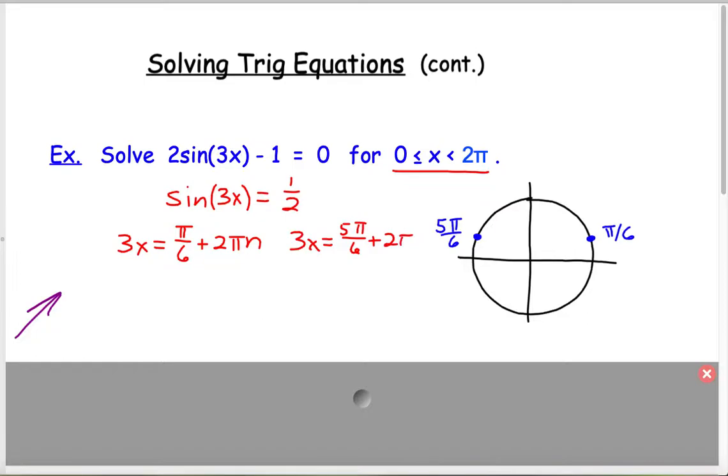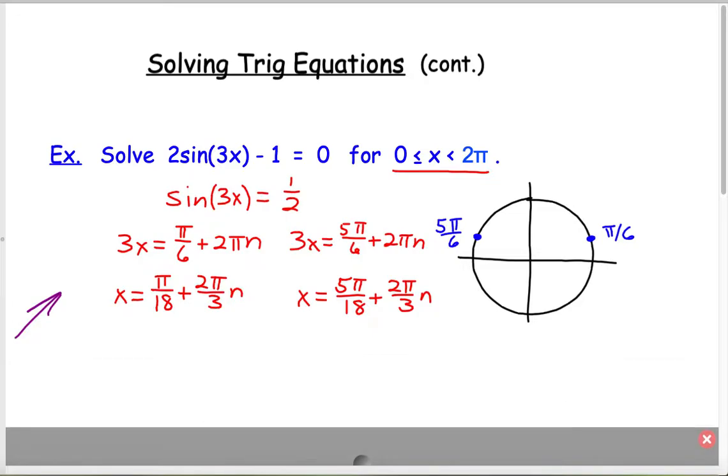plus 2 pi n. Now I'm trying to solve for x, so if I divide everything by 3, I'm going to get x is equal to pi over 18 plus 2 pi over 3 n. And here I'll get x is equal to 5 pi over 18 plus 2 pi over 3 n, where n is any integer. Now, what I need to do is figure out all our possibilities. So we're going to have x is equal to pi over 18 if n is 0.